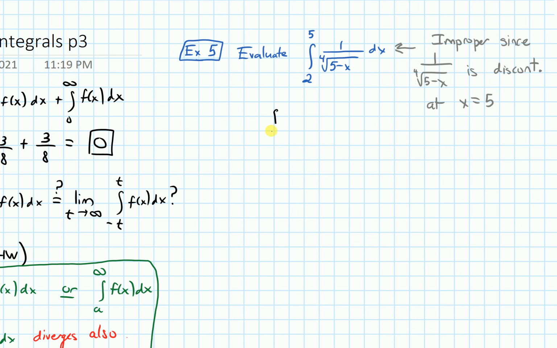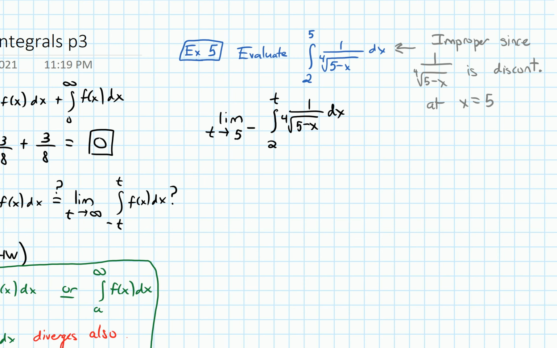All right, so coming back to the notes, I need to replace where that discontinuity happens with a t. So the discontinuity happens at 5. I'll replace that with a t. And then have 2 and then 1 over the 4th root of 5 minus x dx. And now we got to take a limit. Limit as t approaches 5, but we are approaching 5 from the left-hand side.